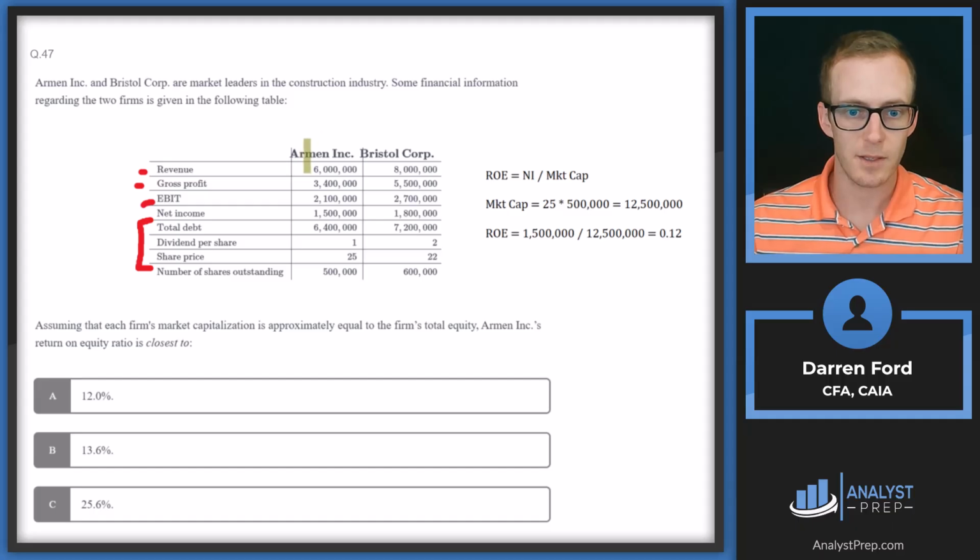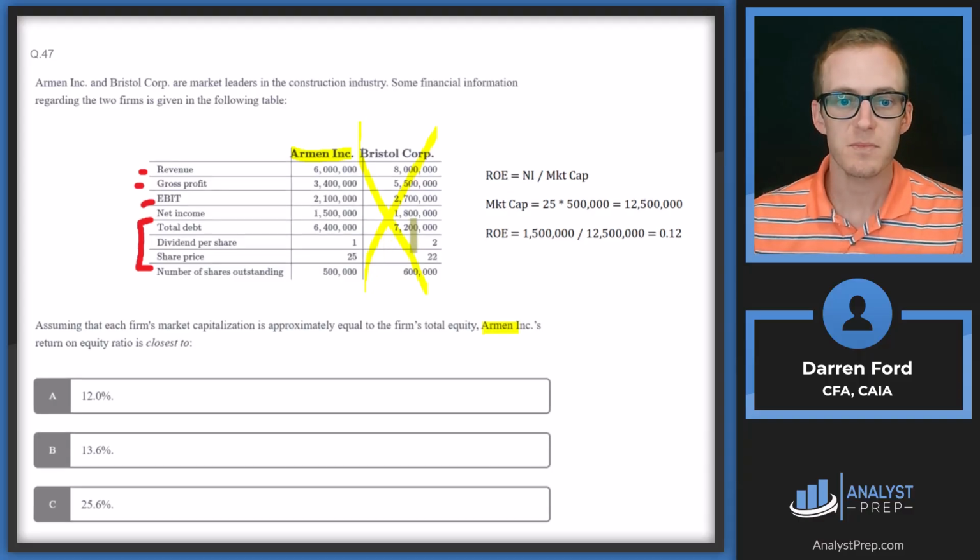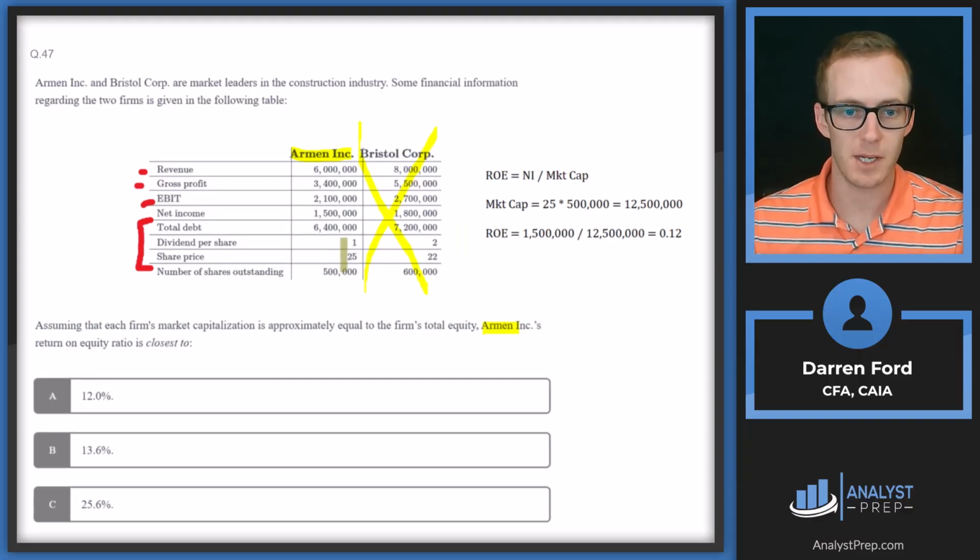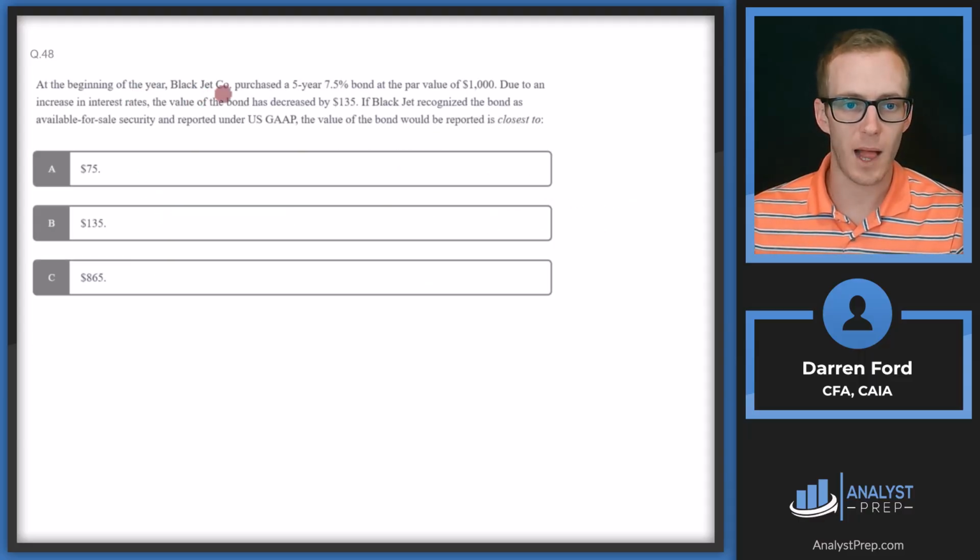So we're looking at Armin Incorporated. So we'll be looking at this column right here. We can ignore Bristol's numbers. Market cap is going to be share price times number of shares outstanding. So we get that number here, 12.5 million. We're given net income at 1.5 million. So we're going to divide those two numbers, and that gives us an ROE of 0.12 or 12%. Answer A.